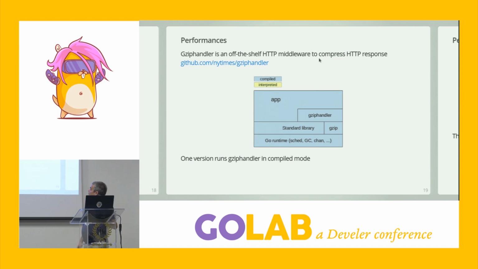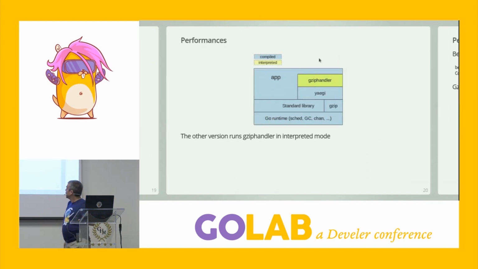To validate that it works, we have taken an off-the-shelf package, the JZip handler, a package developed by the people at the New York Times. This package just compresses HTTP responses. This is the standard compiled architecture, where the JZip handler is fully compiled in the application. We compare this version against the same version where the JZip handler is fully interpreted. It's exactly the same JZip handler. We have not changed any line of code.